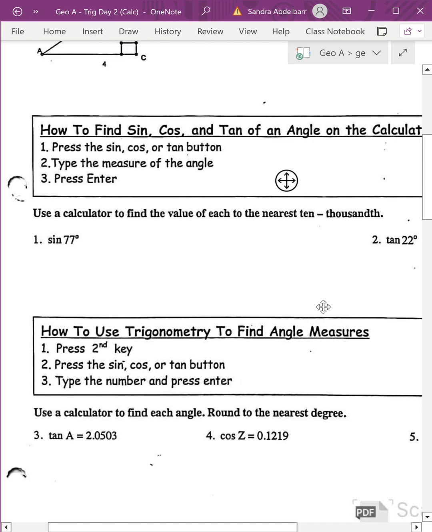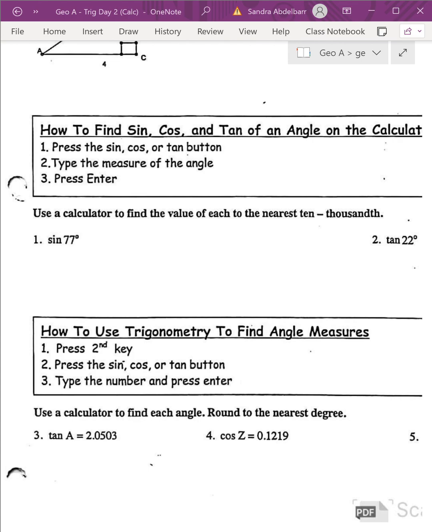Okay, so here what we want to first do is use a calculator to find the value of each to the nearest 10,000th. Where it says sine of 77 degrees, because it says sine, you're going to press the sine button. Do you all see your sine button? If you're on the graphing calculator, it should be right under the apps button. If you're on the TI-30XIIS, it should be very obvious where that button is. So you're going to press sine and then 77.